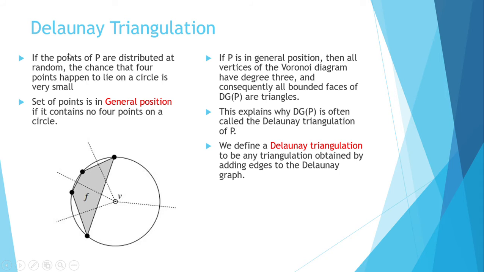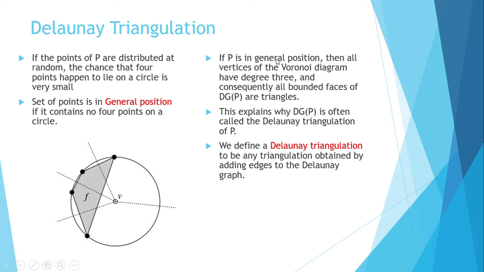Next, if the points of P are distributed at random, the chance that 4 points happen to lie on a circle is very small. So that is what I said now. If 4 points lie on a circle, it is not in general position. Sorry, I think I said it wrong. A set of points is in general position if it contains no 4 points on a circle.